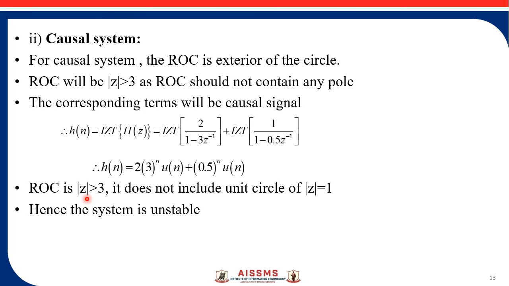We know that the ROC is mod Z greater than 3. It does not include the unit circle. Hence the system is unstable, because for the system to be stable, the ROC should include the unit circle.